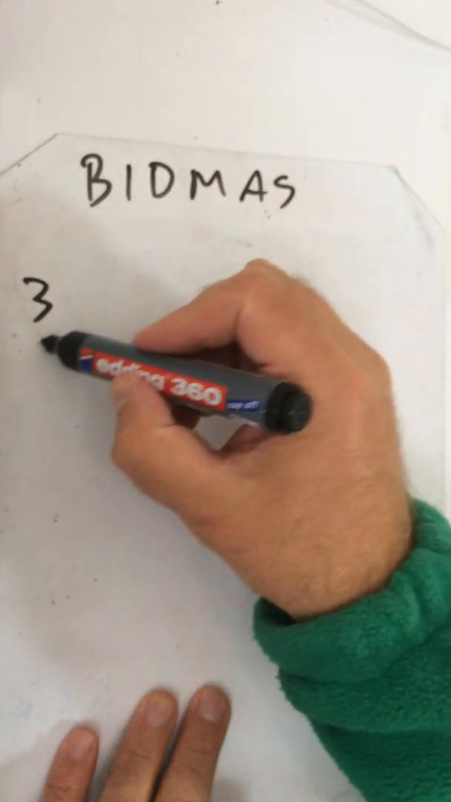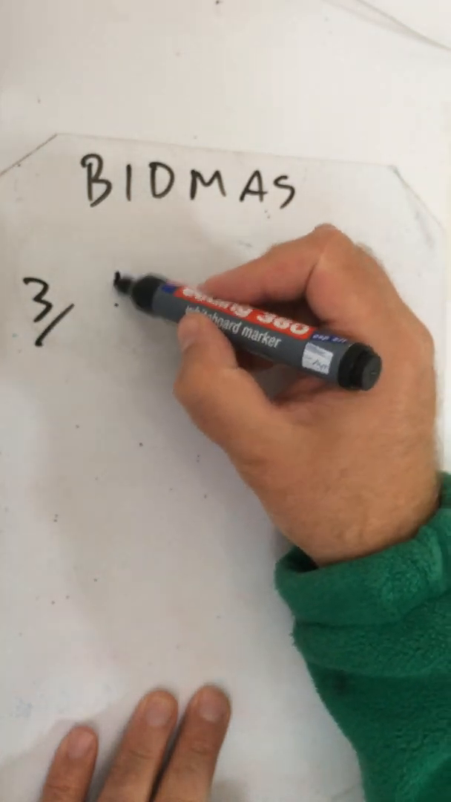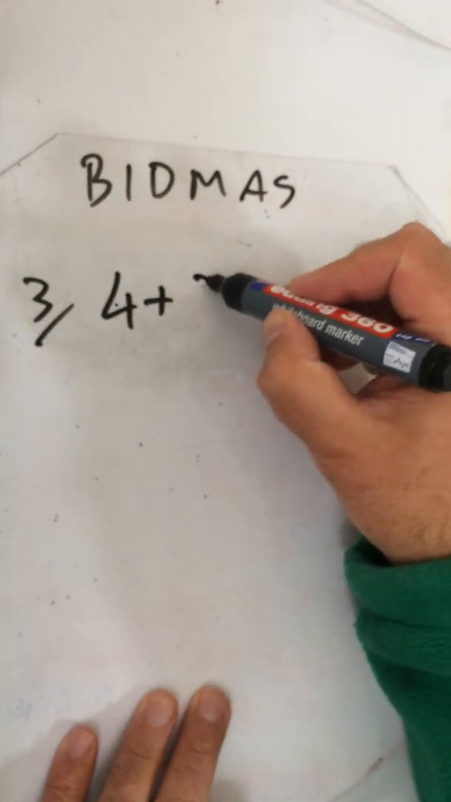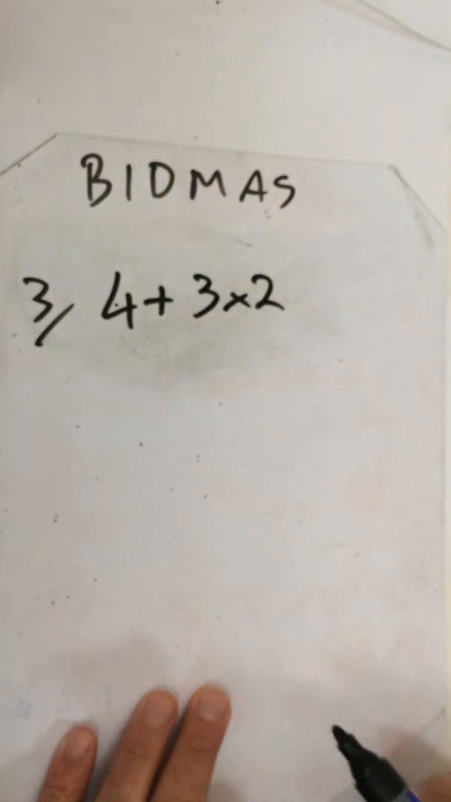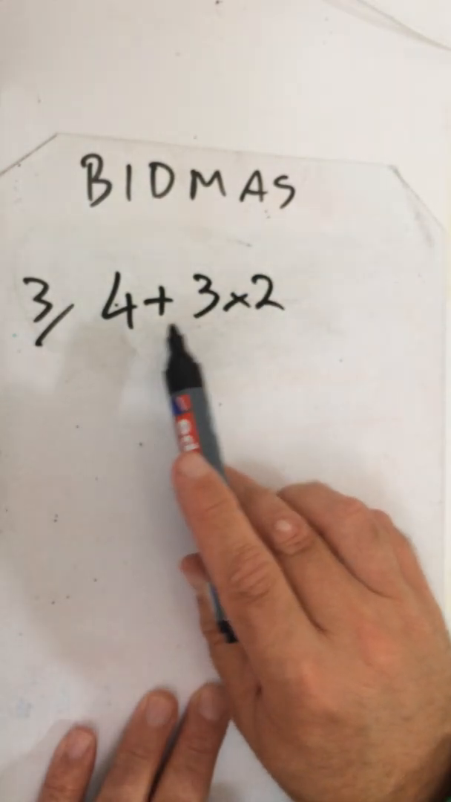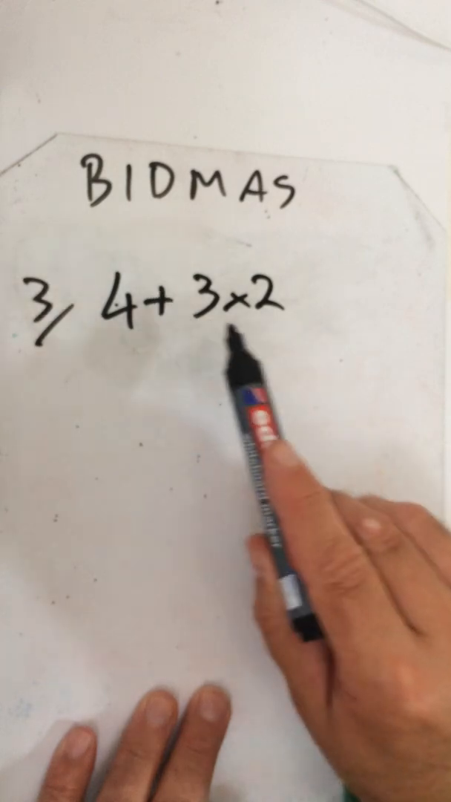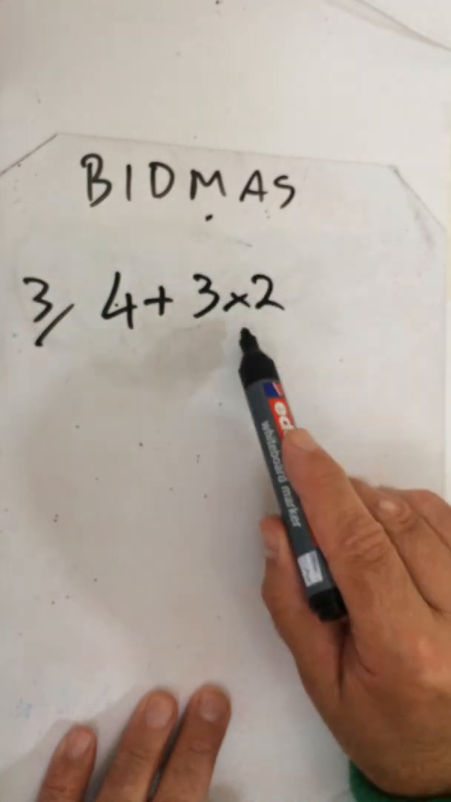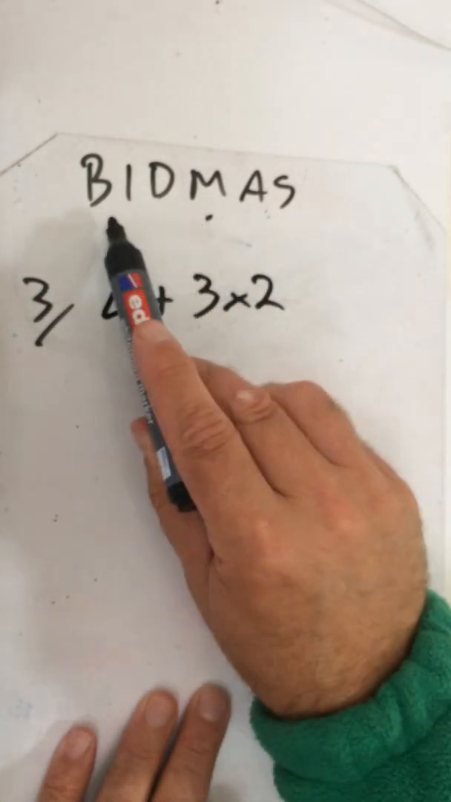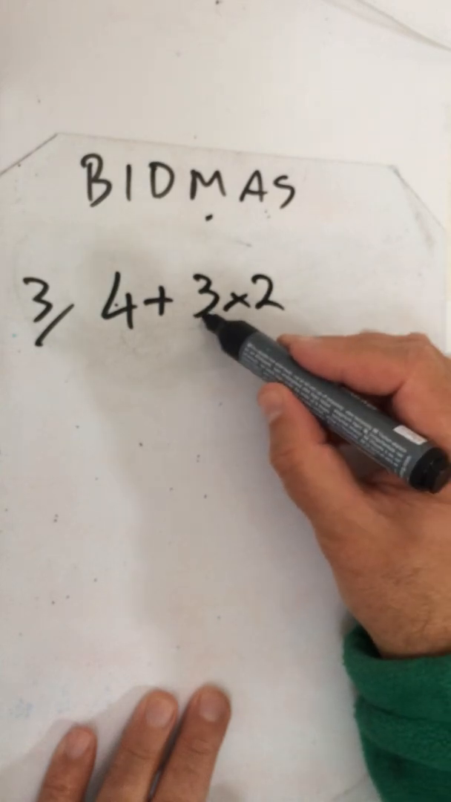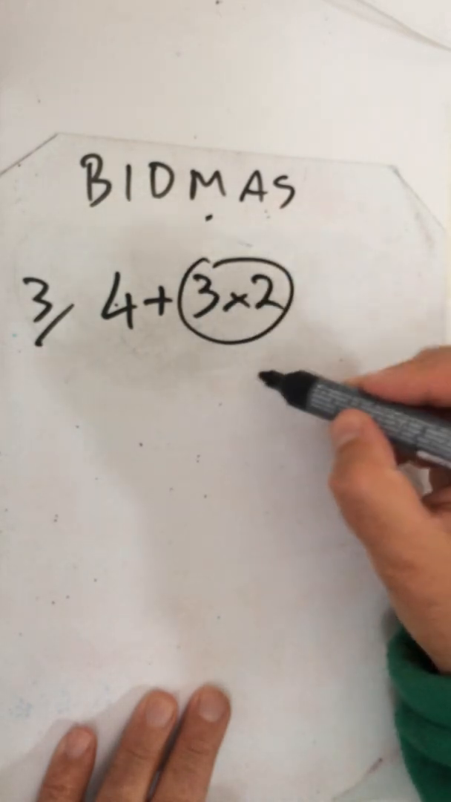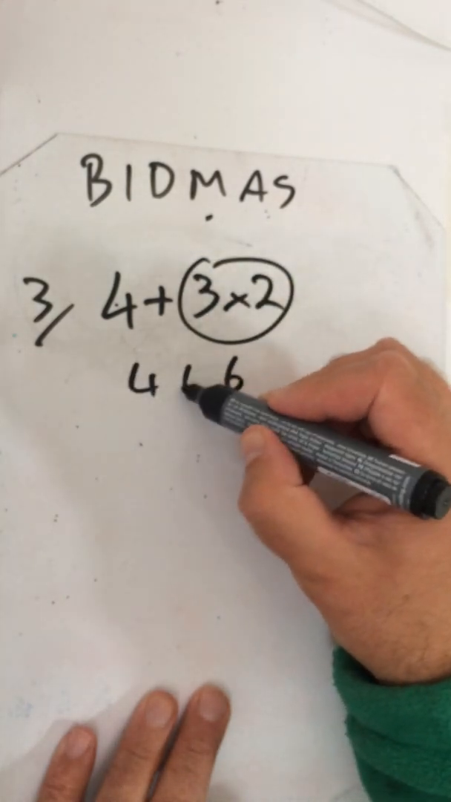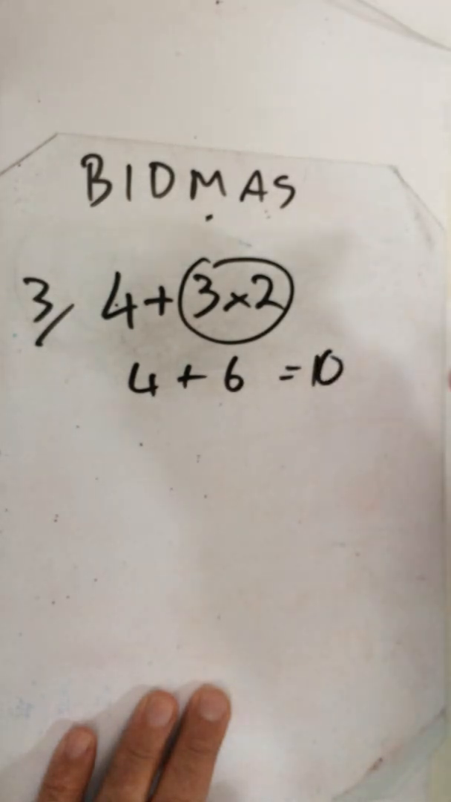Let's have a look at question number 3. 4 plus 3 times 2. The temptation is just to go 4 plus 3 is, but no. BIDMAS tells us multiplying comes before adding. So I have to do the multiplying first. I do my 3 times 2 is 6. 4 plus 6, 10.